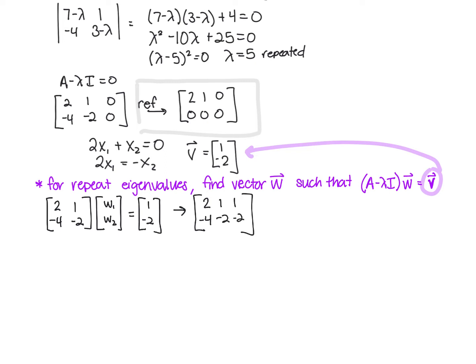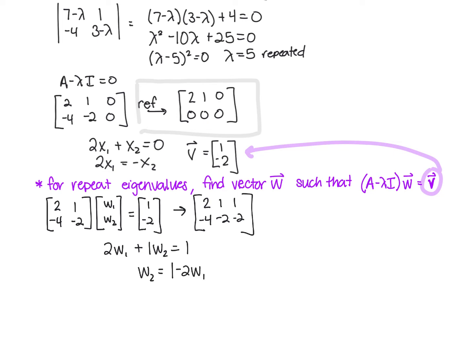But you'll notice again that these are linear multiples of each other, right? If I multiply row 1 by negative 2, I would end up with row 2. So you could go through the REF process, or we could cheat the system just a little bit and say that 2 times W1 plus 1 times W2 needs to equal 1. Which, if we solve for W2, we would get W2 equals 1 minus 2W1.